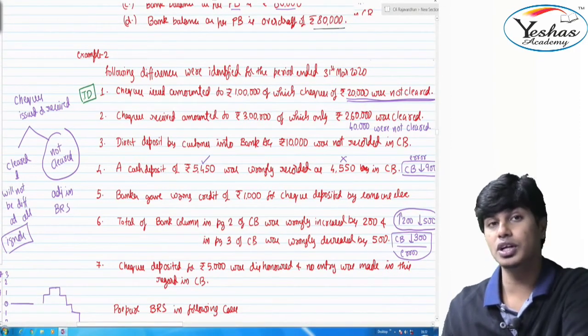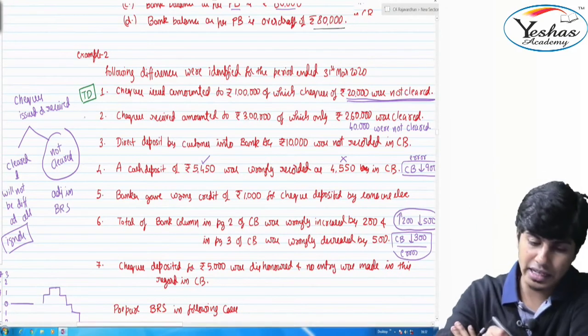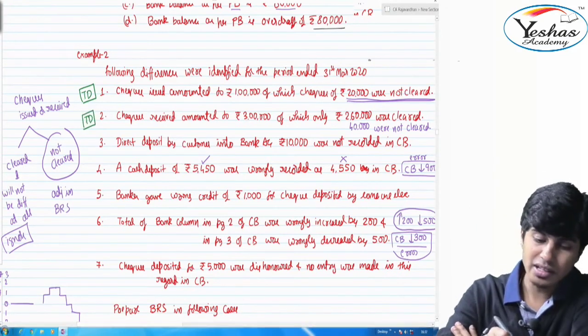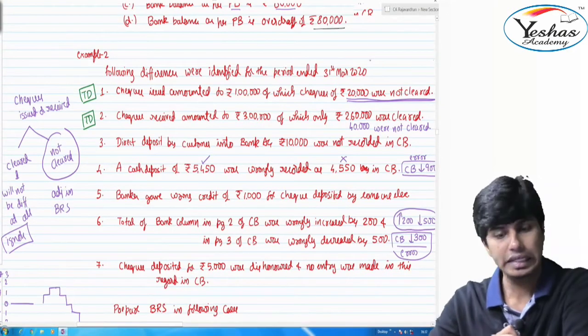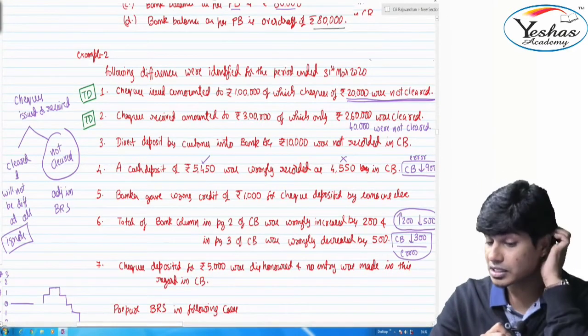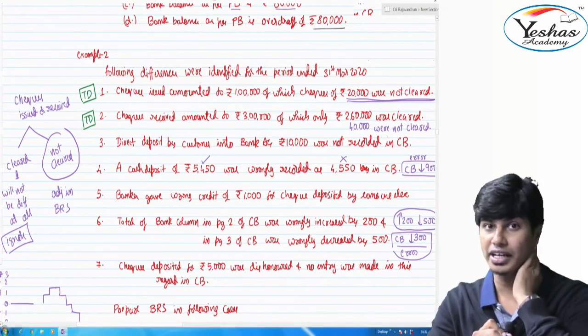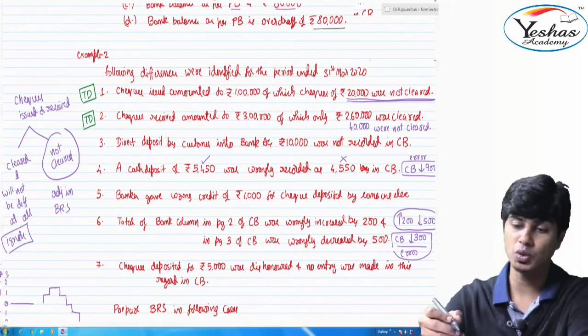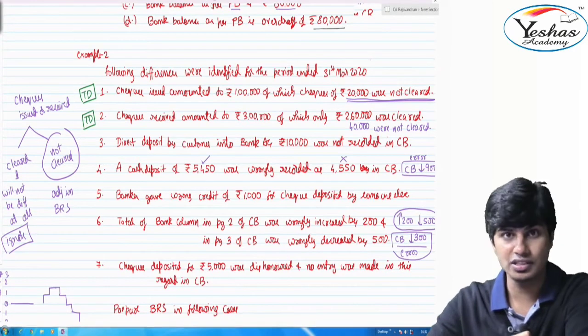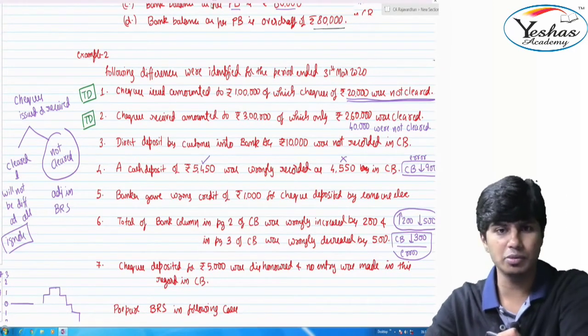Checks received amounted to 3 lakh, but some part of it is not cleared. Again, this is timing difference. Why? You give some time and those checks will get cleared. Direct deposit by customer into bank account rupees 10,000 was not recorded in cash book. If you have deposited money and it has been not recorded in the cash book, so this is a non-timing difference. You get that? So third one is non-timing difference. Why? It is an error. You have omitted to record that particular transaction.